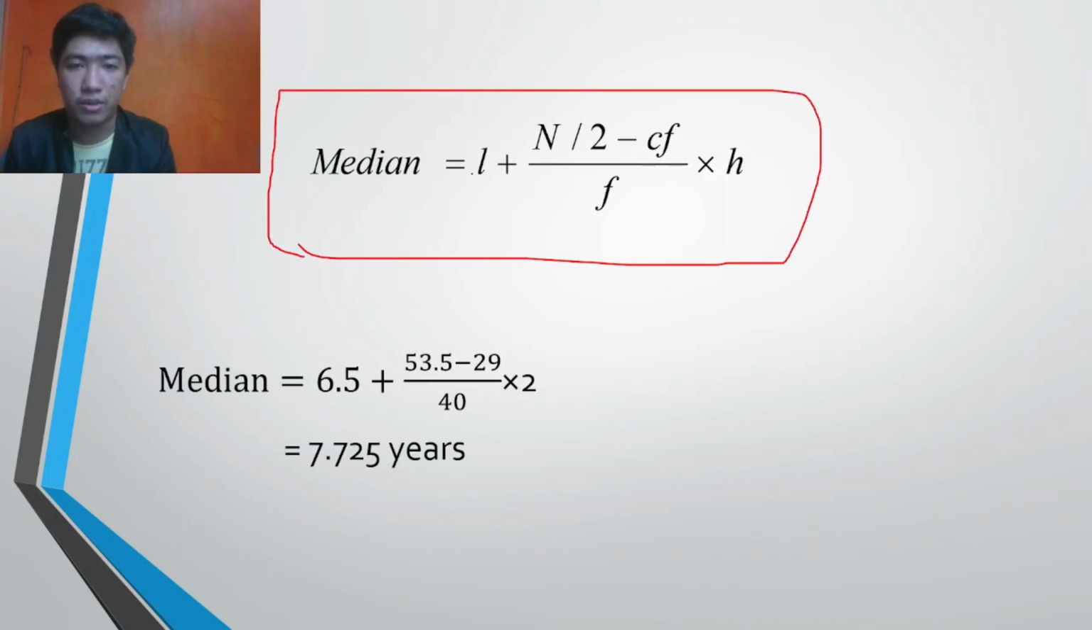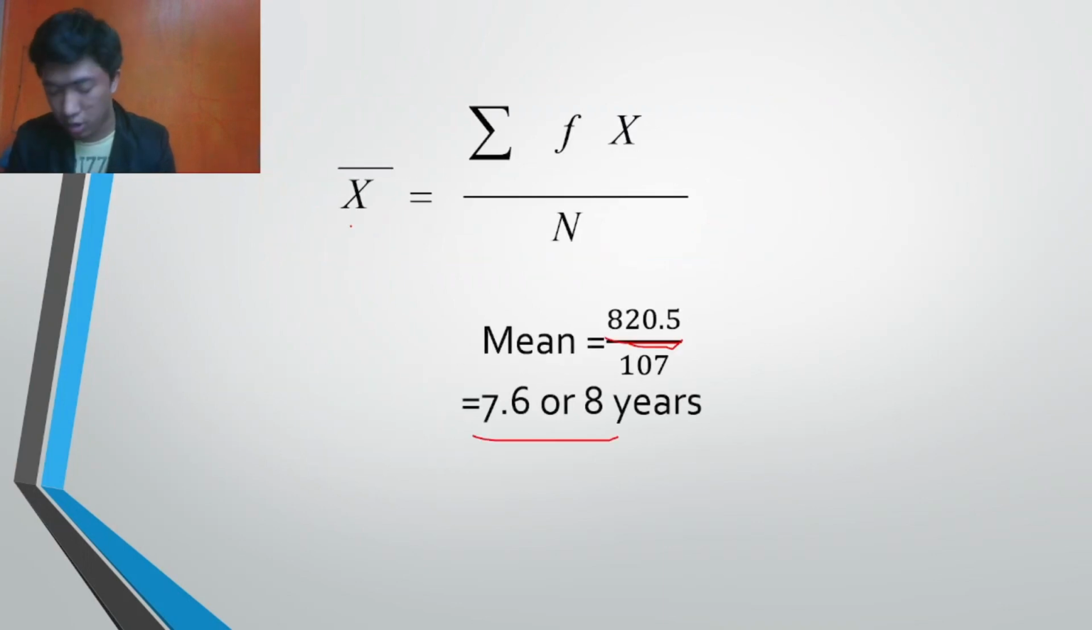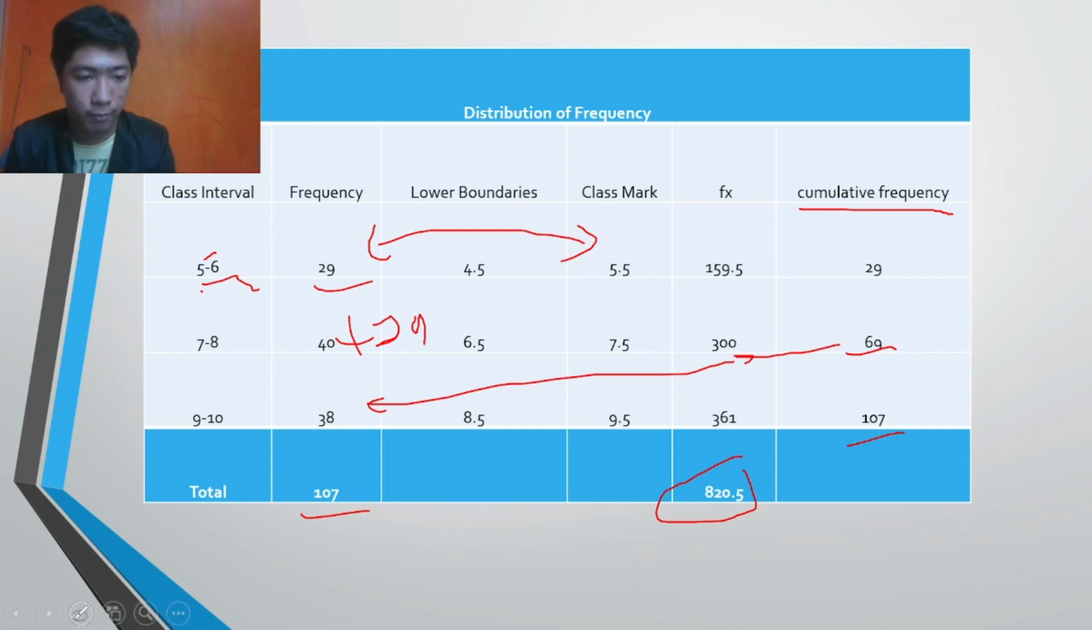To find the median, now use this formula right here. The median is equal to the lower boundary plus that. First of all, we have to find the median class. So how do we find the median class? In order to find the median class, we just go back to our problem.